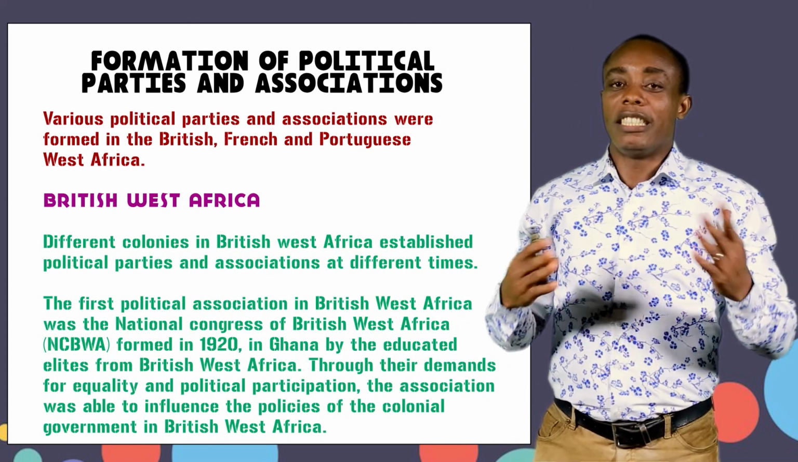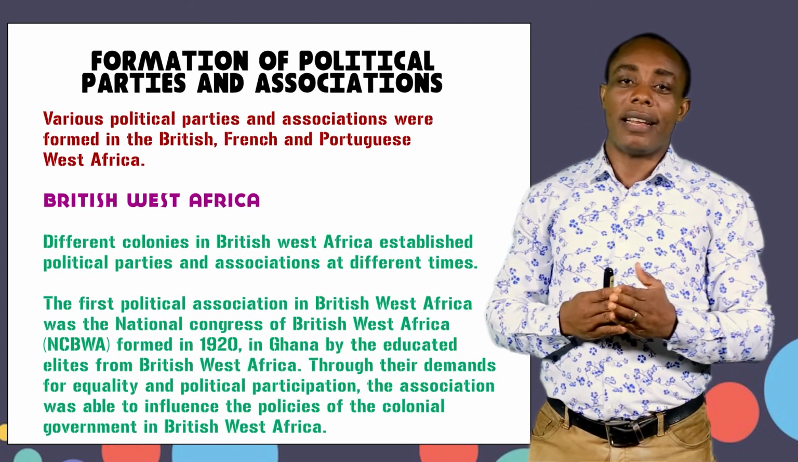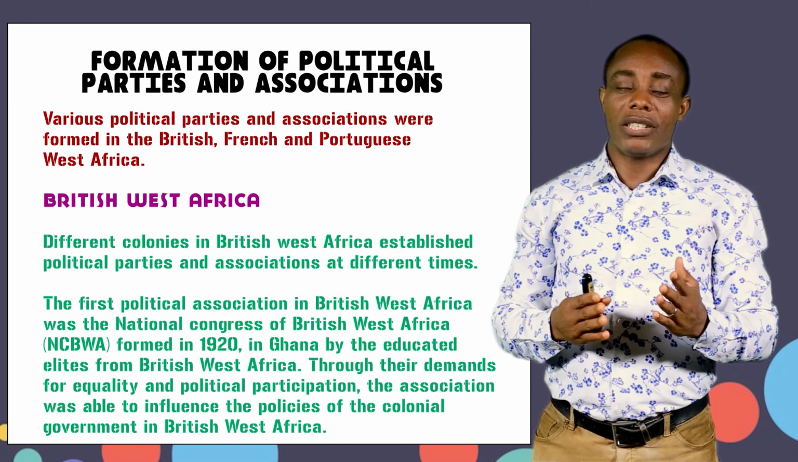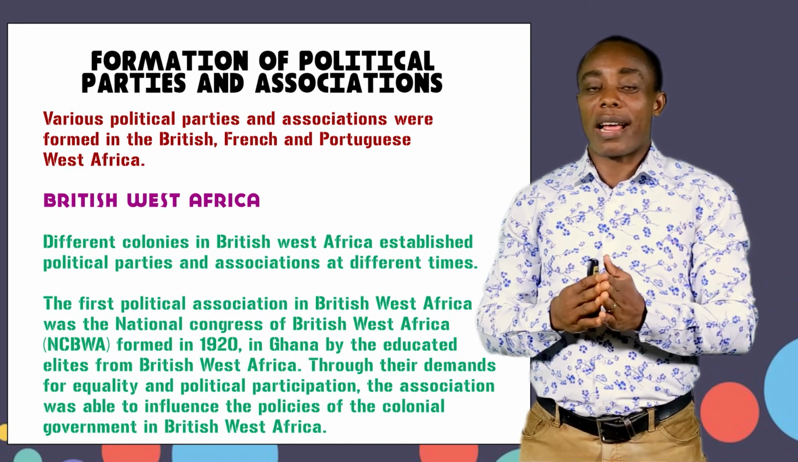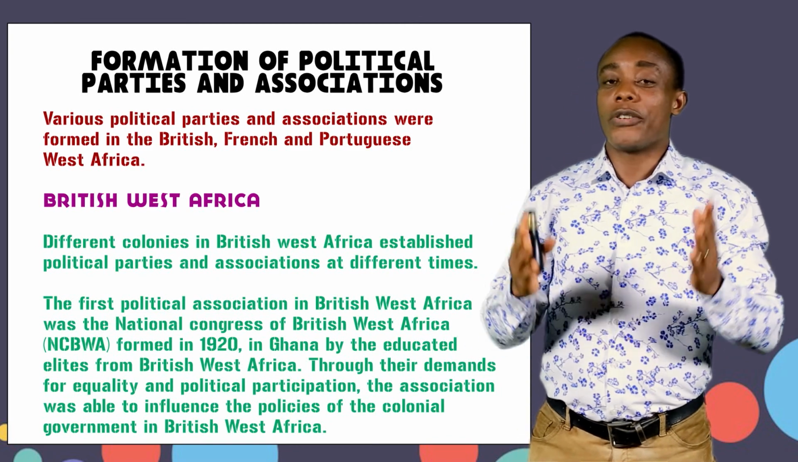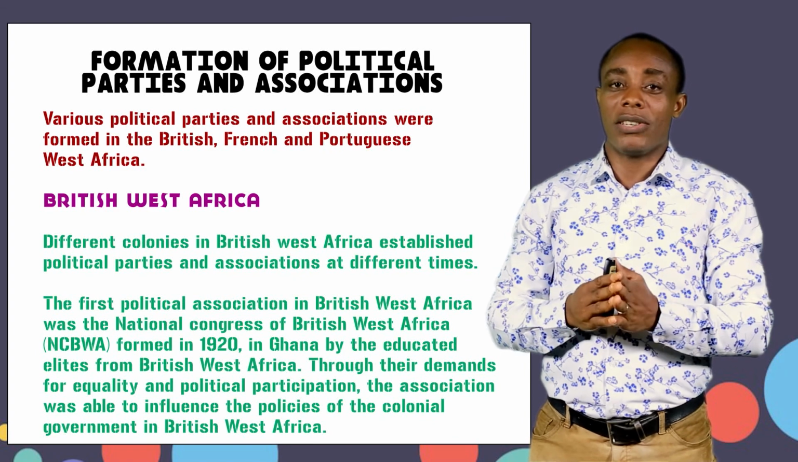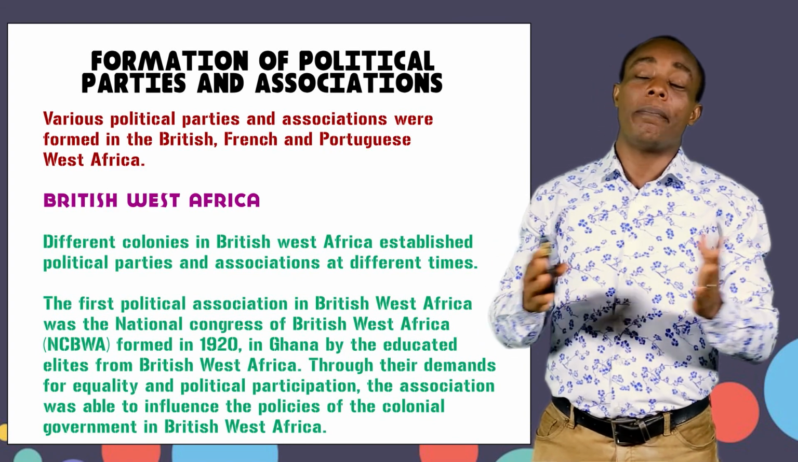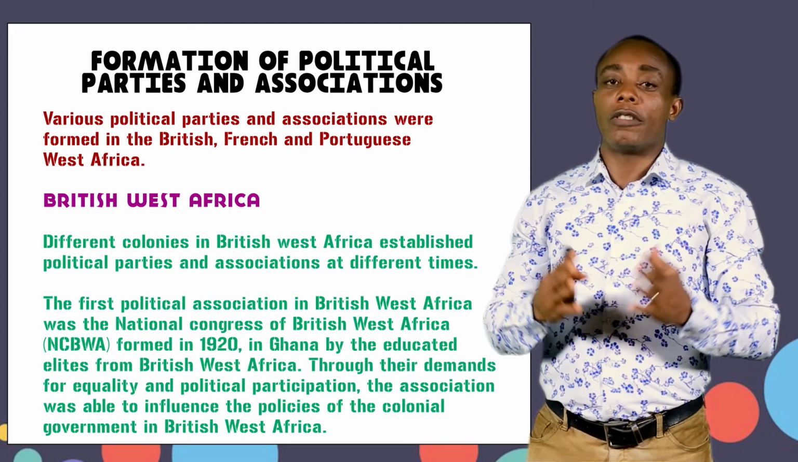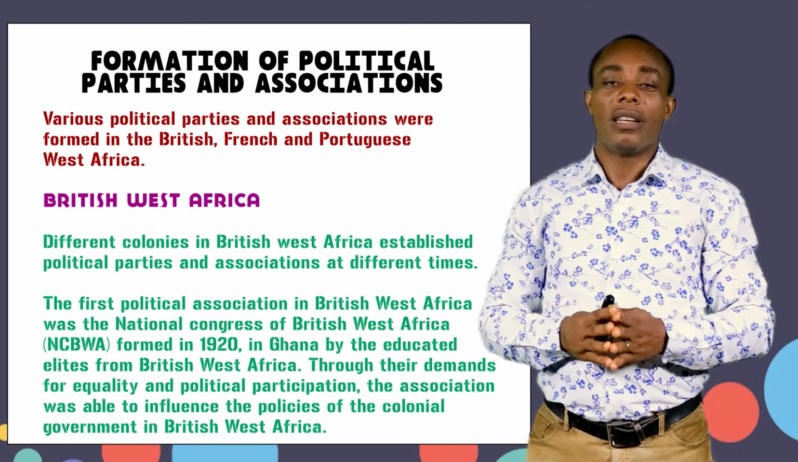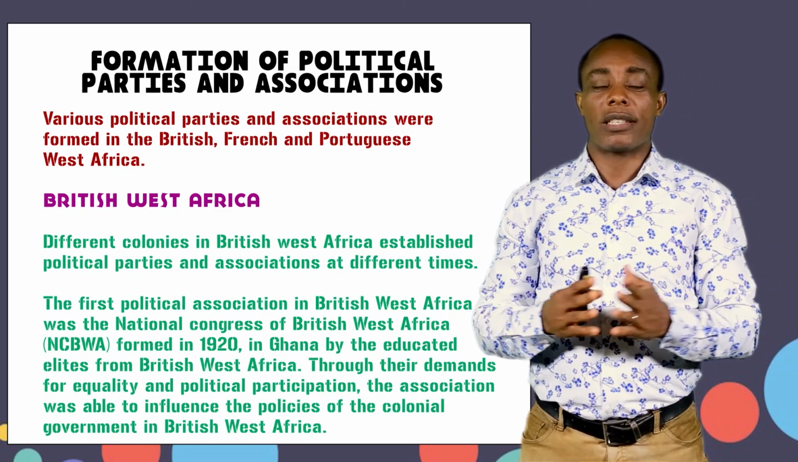The body demanded several things from the colonial authority. For instance, they demanded that a university be established for West Africans. They also demanded that there should be equal rights for Africans and Europeans working in the civil service. They also demanded that hospitals be established and that the judiciary should be independent. These demands led to changes in the policies of the British colonial authority. It also led to the formation of other political parties in West Africa.